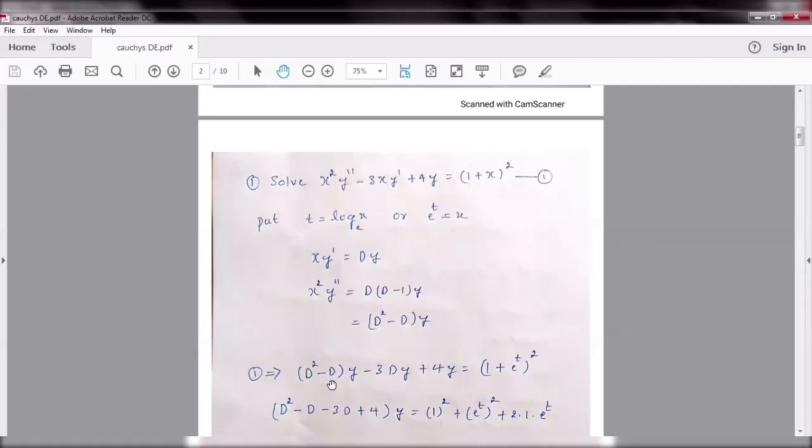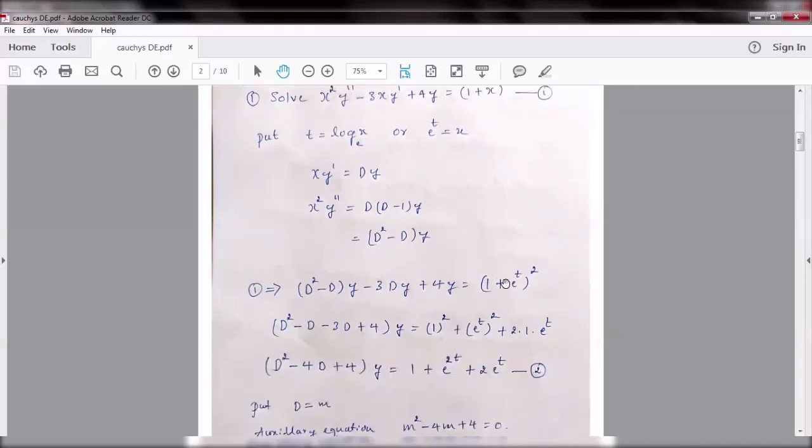So the equation will be (D² − D)y − 3Dy + 4y = (1 + x)². x is e^t, so (1 + e^t)². Now the left hand side is (D² − D − 3D + 4)y. On the right, apply (a + b)² = a² + b² + 2ab, that is 1² + (e^t)² + 2·1·e^t.